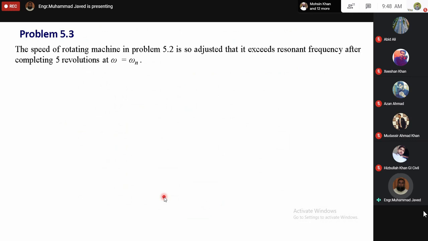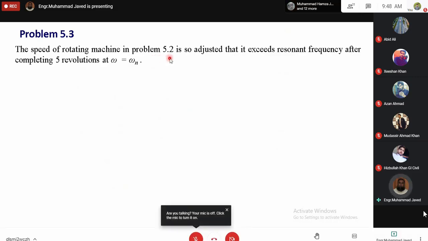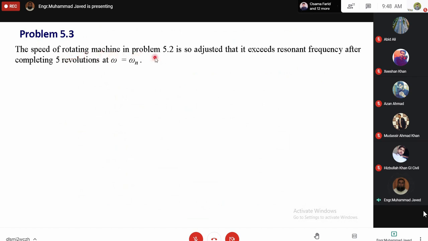So solving a problem related to this topic, we will consider the rotating machine of problem 5.2, and it is given that the speed of the rotating machine in problem 5.2 is so adjusted that it exceeds resonant frequency after completing 5 revolutions.